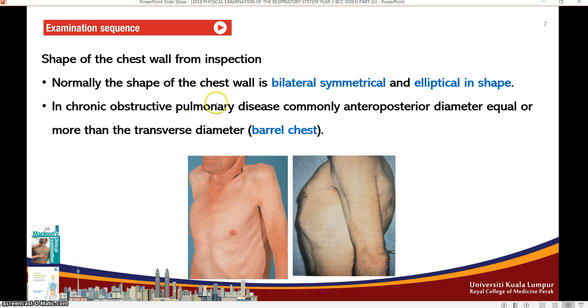The transverse diameter is more than the antero-posterior diameter, that is, elliptical in shape. In chronic obstructive pulmonary disease, commonly the antero-posterior diameter is equal to or more than the transverse diameter, that is, barrel chest.